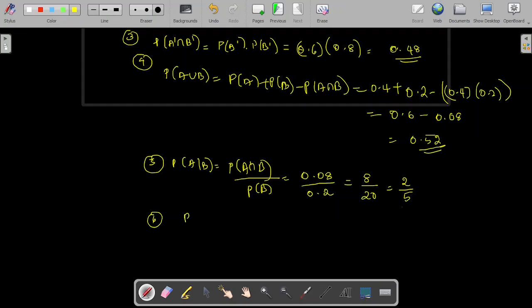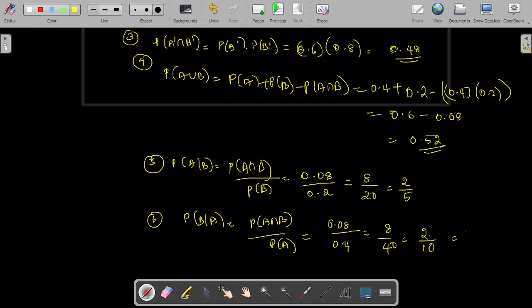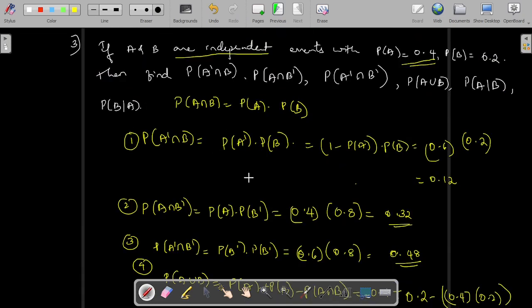Sixth one, P of B given A, same as before: P of A intersection B divided by P of A, which is equal to 0.08 divided by 0.4, which is 8 by 40, that is 2 by 10, which is nothing but 1 by 5. Yes, all sub questions over. This is how we find the individual probabilities when P of A and P of B are given and A and B are independent. That condition is specified.